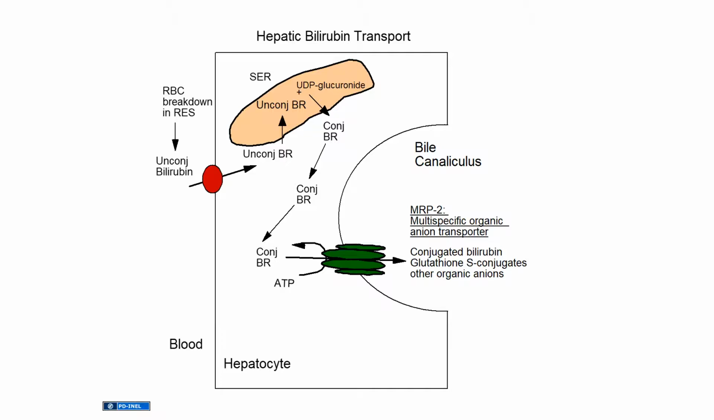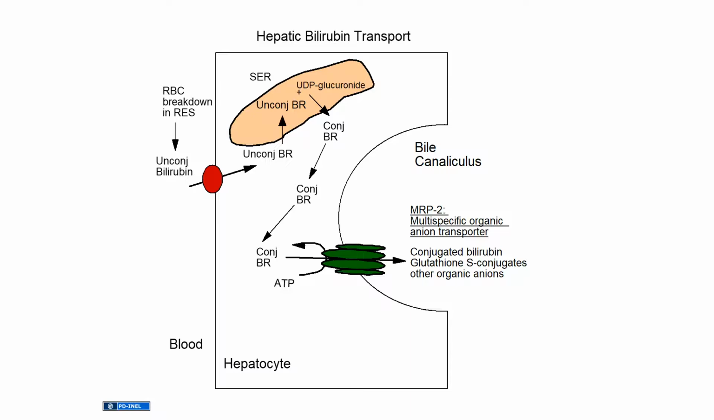And in the smooth endoplasmic reticulum, your unconjugated bilirubin is processed and conjugated with your UDP glucuronide. And the product of that process is a conjugated bilirubin. And this conjugated bilirubin then is released into the bile canaliculus through an active transport using ATP, using your MRP-2 multispecific organic anion transporter.